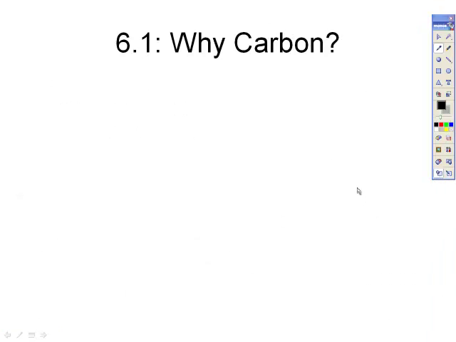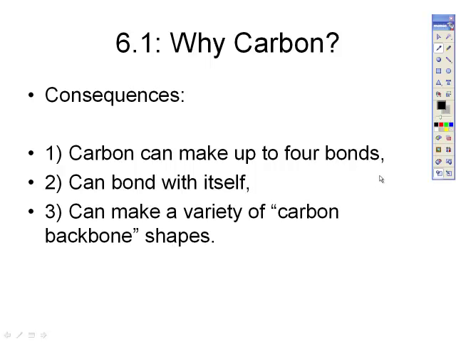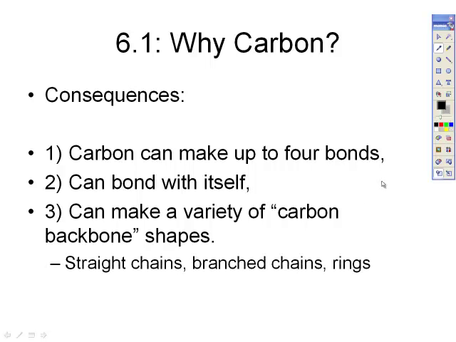So what's the big deal about carbon? Why carbon in this huge organic chemistry field? The consequences of sp3 hybridization are that carbon can make up to 4 bonds. We just said that, which is a big deal. That's a lot of bonds for one little atom. Carbon can bond with itself, which is also a big deal. That leads to those carbon backbones that are really long. And it can make a variety of carbon backbone shapes. For example, there can be straight chains of carbon, branched chains of carbon, rings of carbon. That gives us a lot of options, and each different one gives us a unique function as well.